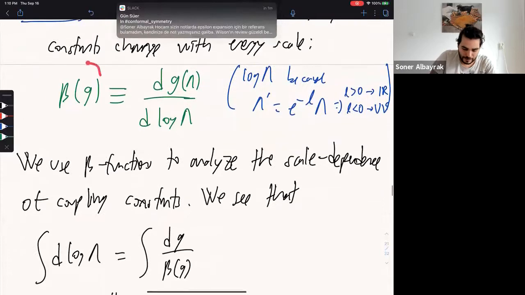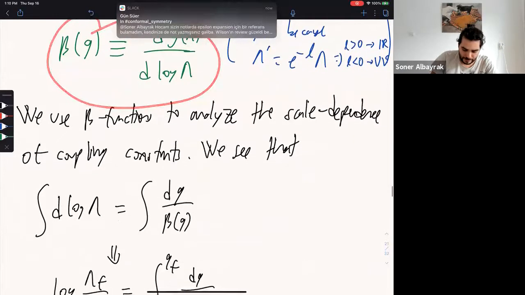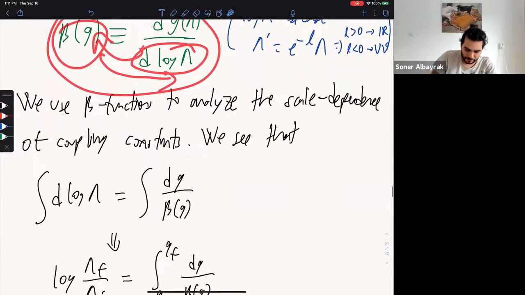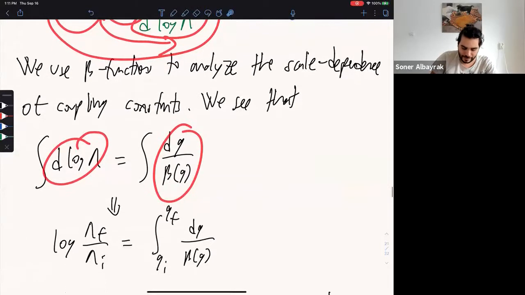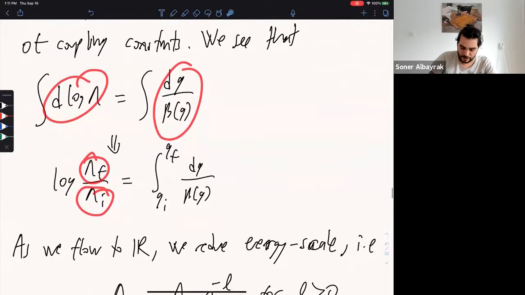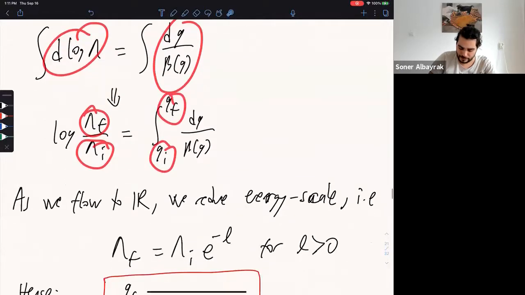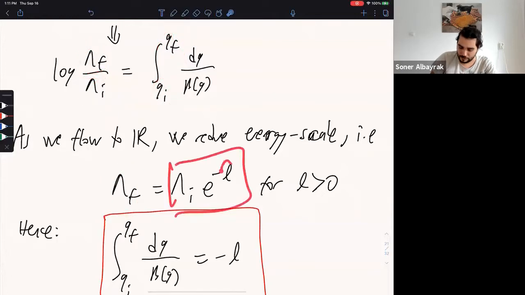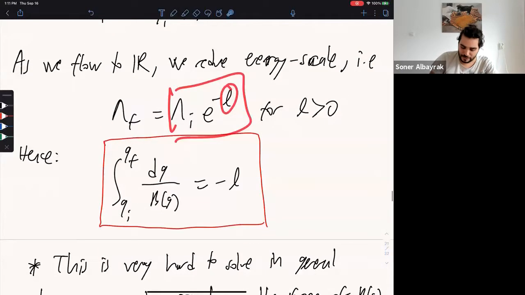Now, take this, take the beta function to the other side, with d log lambda here, it becomes like this, and integrate it from, let's say, the initial energy scale to the final energy scale, with g_i to g_f. And if the final energy scale is given like this for some parameter L, then we get this equation, this star equation. So this relates coupling constants at different energy scales.